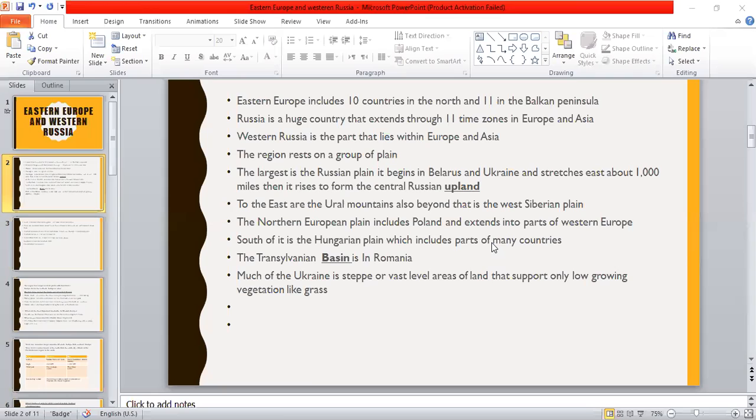You can find on page 147 in your practice book a table which has all the rivers with their location and their uses. I want you to memorize this table.